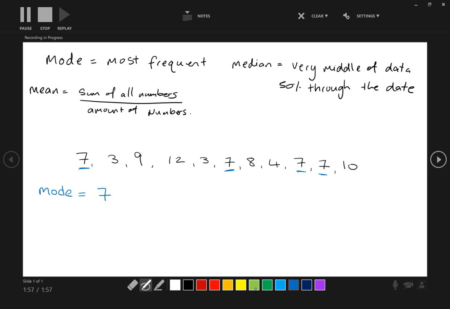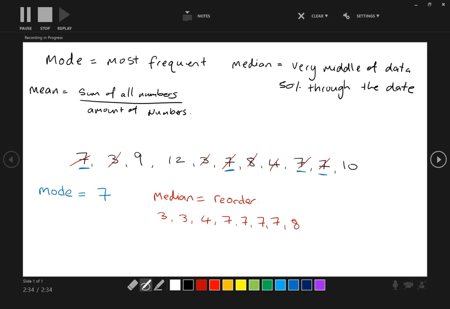In this case, to find the median, I have to reorder these numbers. So I'm going to start off with the lowest. I now have 3, 3, 4. So scratch off the numbers that we use. We've got 3, 3, 4. We have 4 sevens, 7, 7, 7, and a 7. Scratch off all of those sevens.